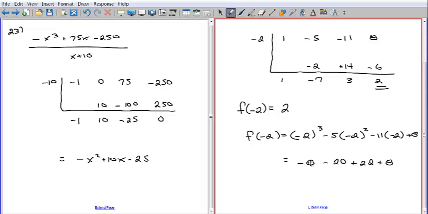So this is negative 28. And if we add 22, we'll have negative 6. Negative 6 plus 8 is negative, wait a second, that's negative 6 plus 8 is positive 2. Ta-da. So these two are the same thing.